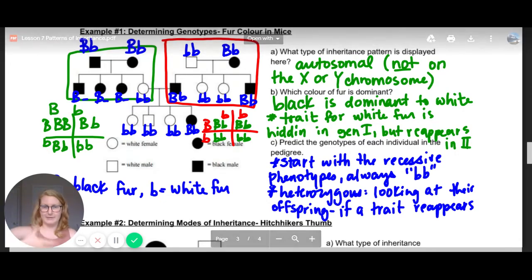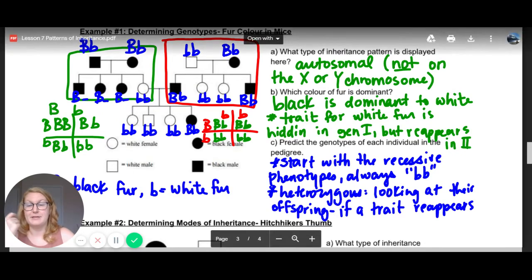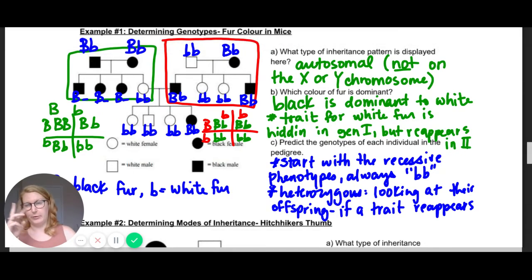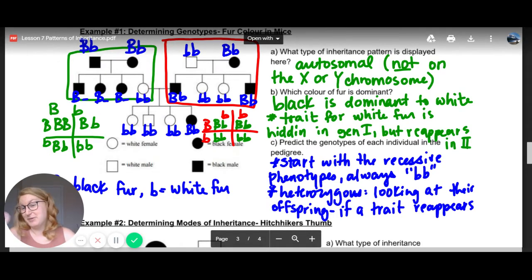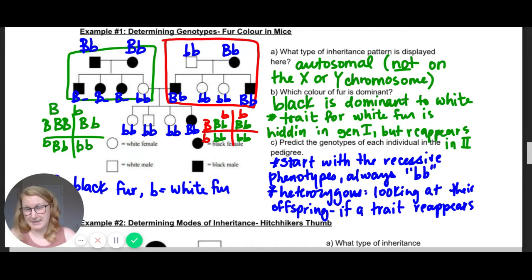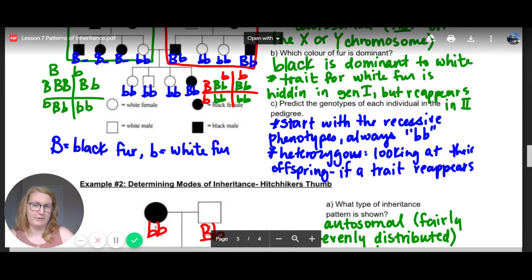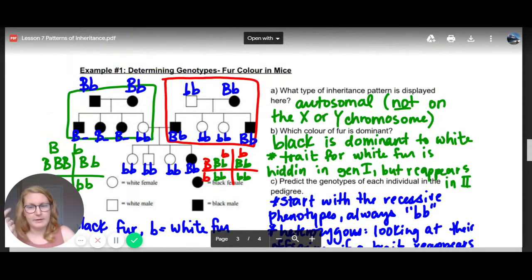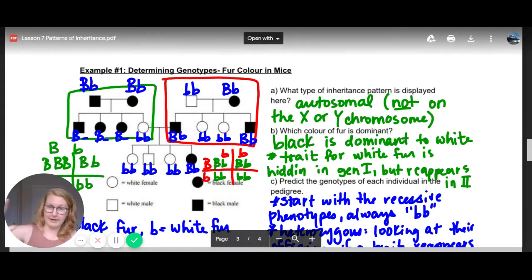So what I'm doing essentially in part C is then predicting the genotypes, which I explained to you with the blue and brown eye color as well. So I'm going to start off with those who are recessive because, as we said before, that's always the easiest. We know them for sure because they don't have that dominant trait. I've written down here my let statement for this, capital B for black fur, small b for white fur. So immediately anyone that has white fur, I label them as small b, and I kind of fill in the whole Punnett square with that first.